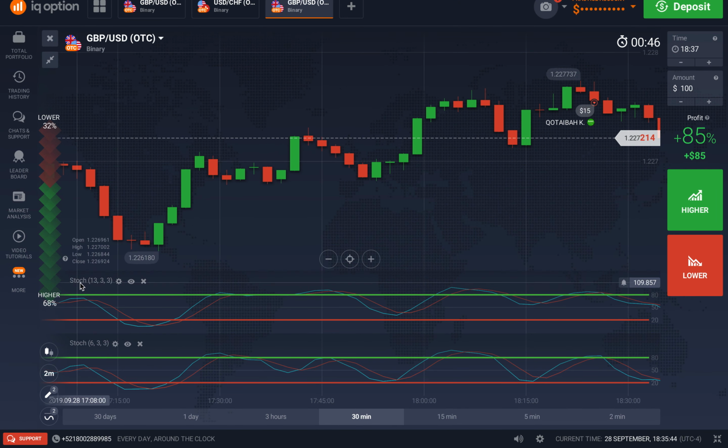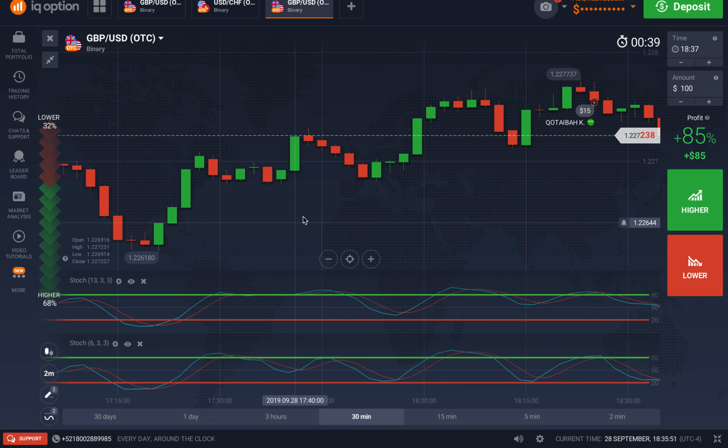Remember what our settings are. Our secondary setting is 6, 3, and 3. The reason is because it makes the second one faster.